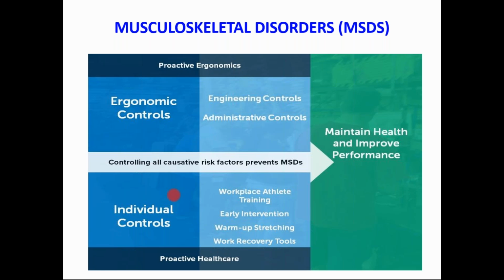Then another factor is individual control. So if you identify that this particular MSD is due to these individual risk factors, then we have to focus on these individual controls. So the solution or the remedy may be workplace athlete training. So a particular trainer, some ergonomic expert, may guide you regarding these individual activities. Then early interventions. So at the initial level only, after pains or after the worker complains, you have to identify what exactly the need is.